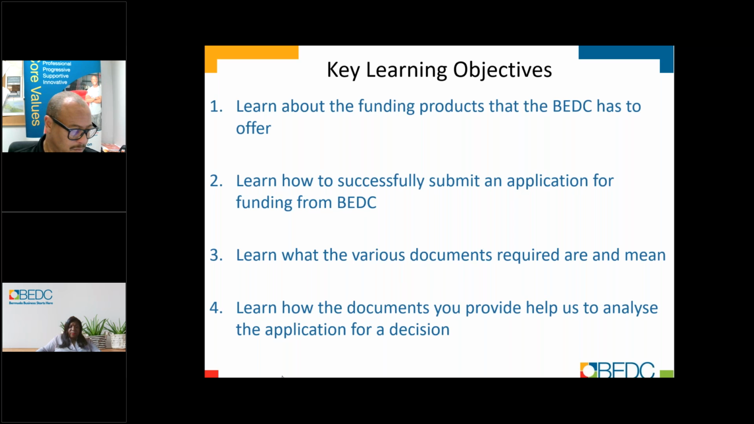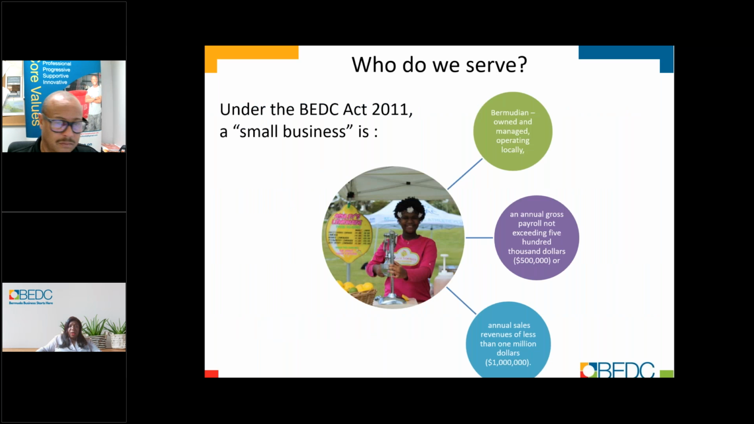So who do we serve? BEDC was constituted in 1980, and essentially we serve Bermuda's local small and medium-sized businesses. And so in the context of our legislation, a small business in Bermuda has to be Bermudian and has to be owned and managed and operated locally. You can have a non-Bermudian owner, but it still has to have the majority shareholders or ownership by a Bermudian.